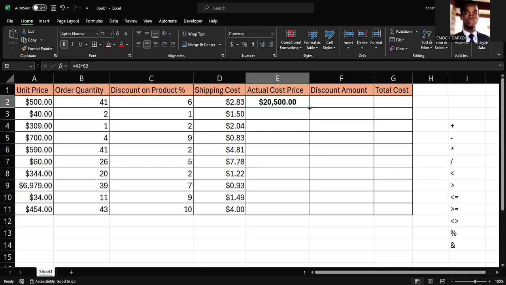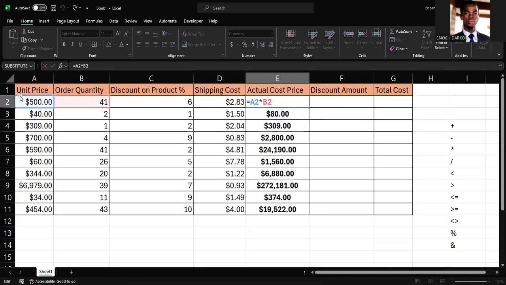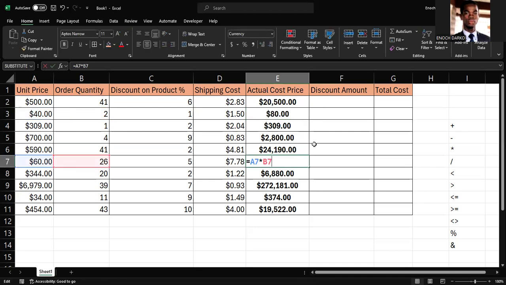So what I do is that I can double click. Position your mouse pointer on this small box there. That's the autofill button. So I double click so that it populates the answers for me. So Excel will adjust. See, when I'm in the first row, it picks the first unit price and the quantity. If I come to this place, it also picks. Then if I get to this place too, it picks based on the row where I'm working. So this is how you calculate your actual cost price.